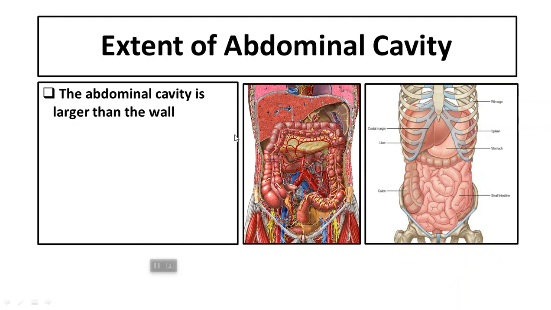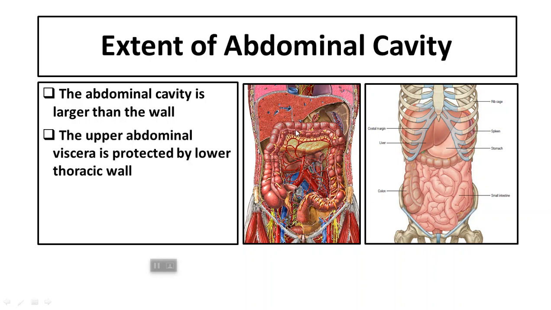The abdominal cavity is larger than its wall, larger than the anterior or lateral abdominal wall. In this coronal section, we can see this is the extent of the abdominal cavity, and we can see how it is larger than its wall.